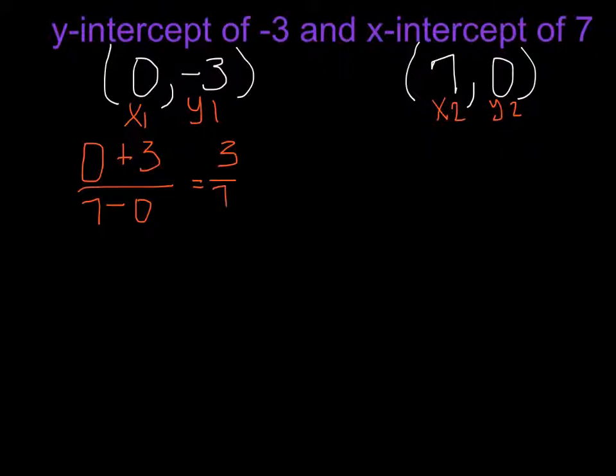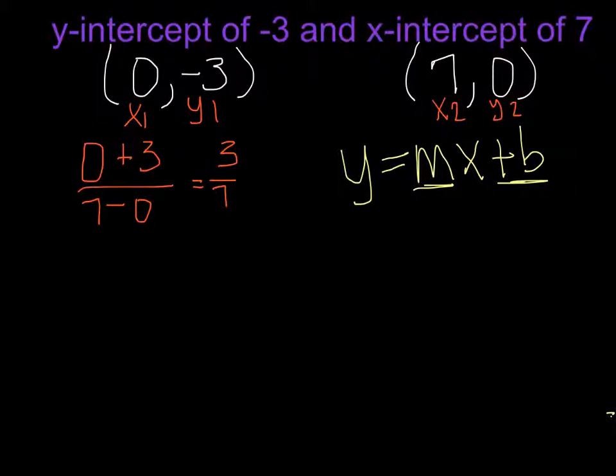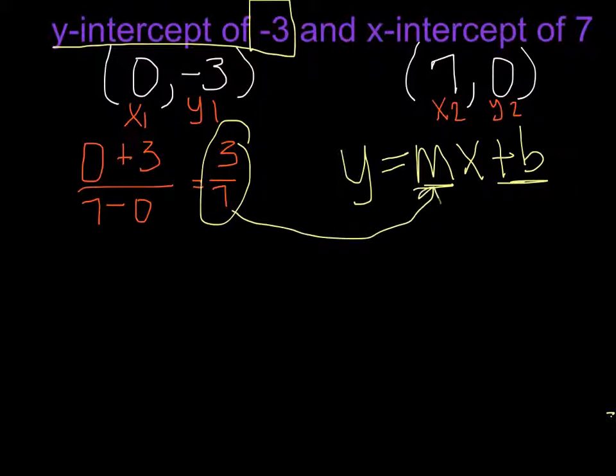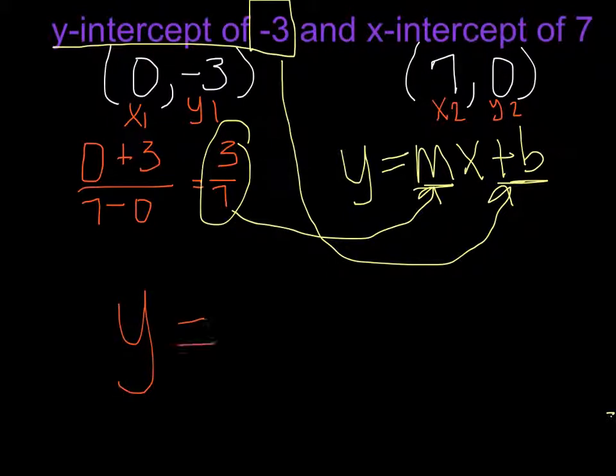Think back to the very first example we did. Y equals mx plus b, where m is our slope and b is our y-intercept. We have the y-intercept right here. So we don't need to go ahead and do the point slope formula and then solve. All we have to do is plug in the 3 over 7 into your m, and then the negative 3 into the b. So the equation of that line is y equals 3/7 x minus 3.